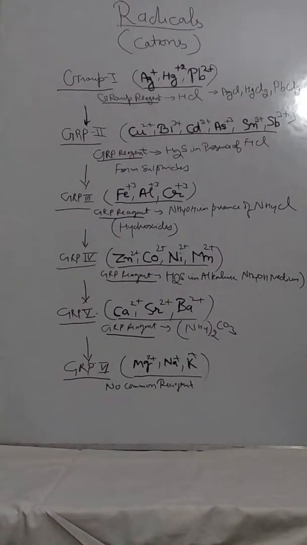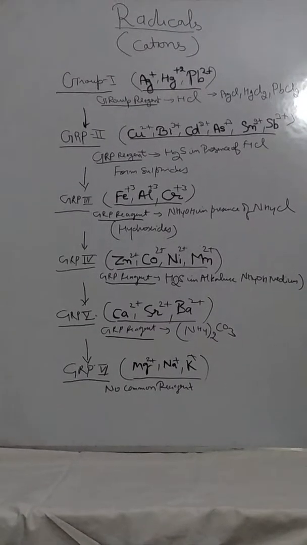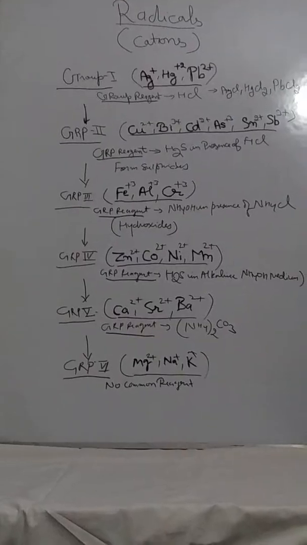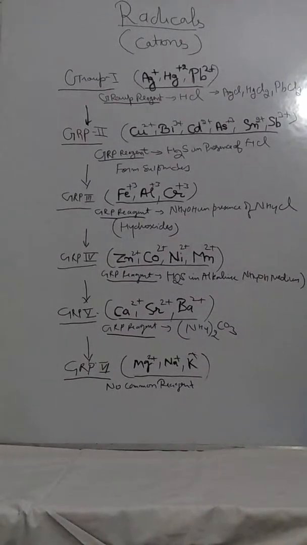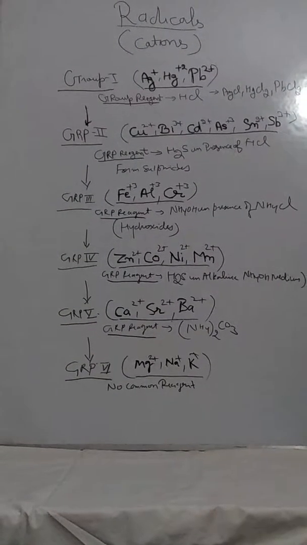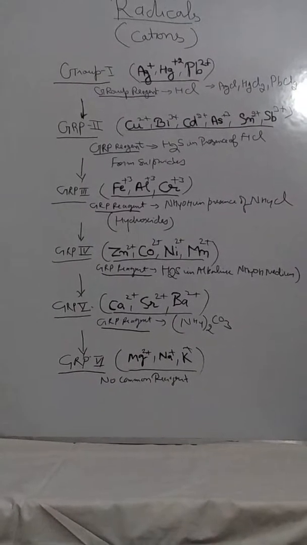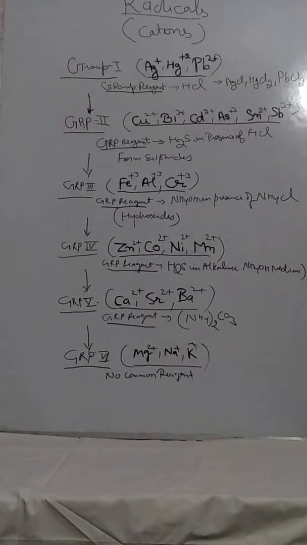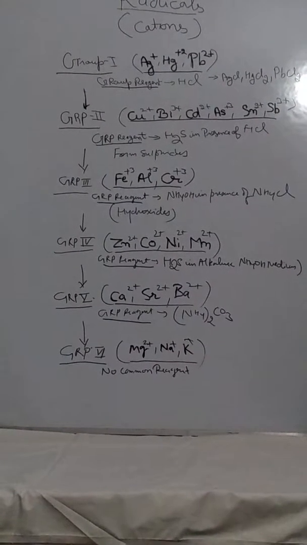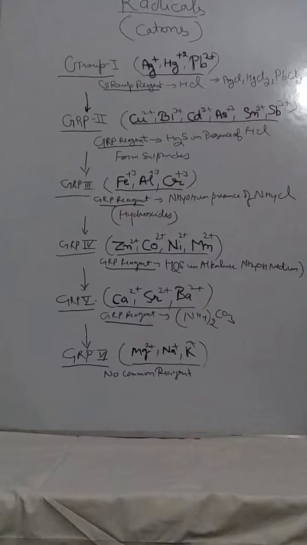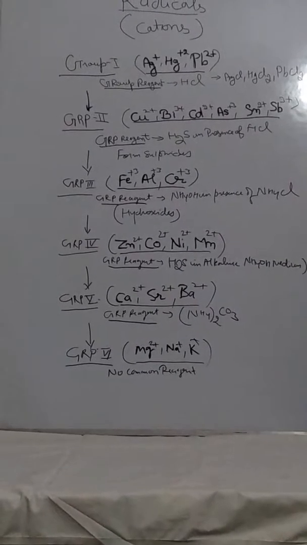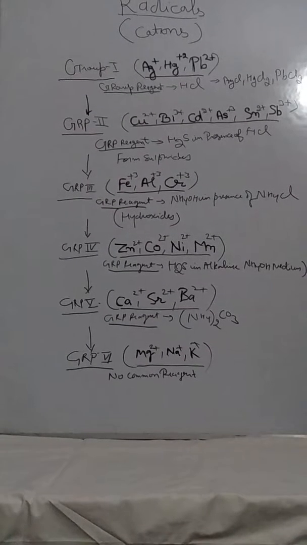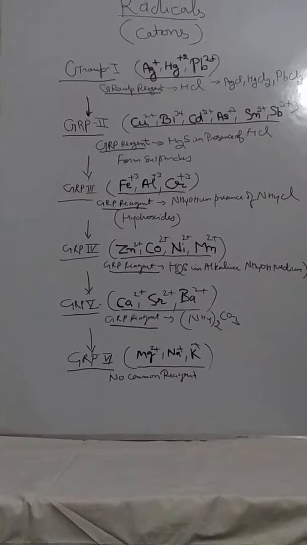To detect the presence of group 3, we have to add ammonium hydroxide in a filtrate of group 2 in presence of ammonium chloride. Group 3 consists of 3 radicals, that is ferric, aluminium and chromium, and they can easily precipitate out if they are supplied with hydroxides in the form of ferric hydroxide, aluminium hydroxide and chromium hydroxide. Here also, the ammonium hydroxide is supplied in a filtrate of the second group in presence of ammonium chloride.